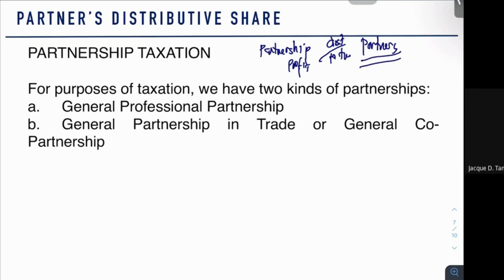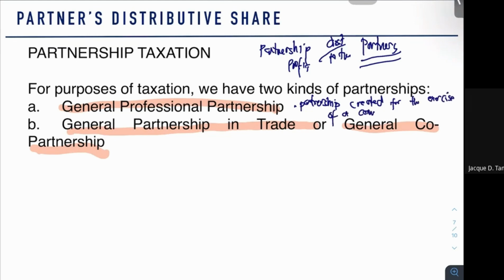The distribution to the partners will be subject to taxation. The subject of taxation depends whether the partnership is a general professional partnership or a general partnership in trade or general co-partnership. A general professional partnership is a partnership created for the exercise of a common profession. While a general partnership in trade or general co-partnership is known as your business partnership.